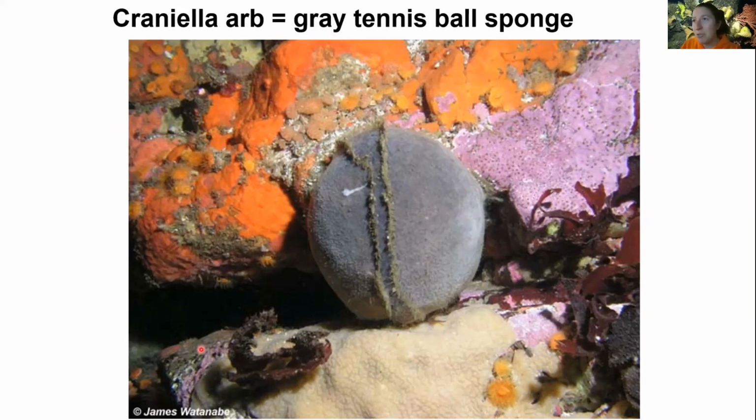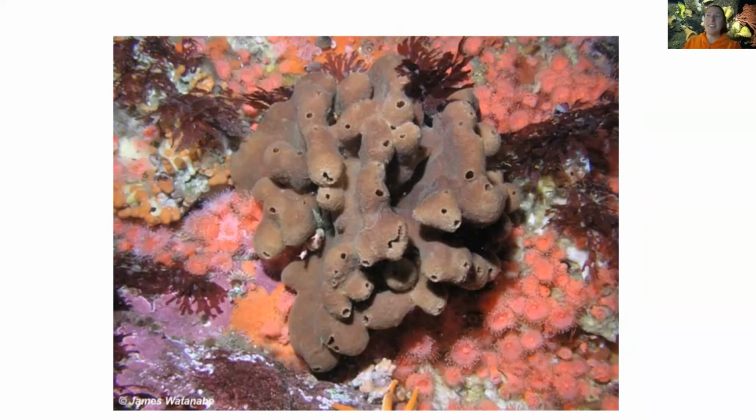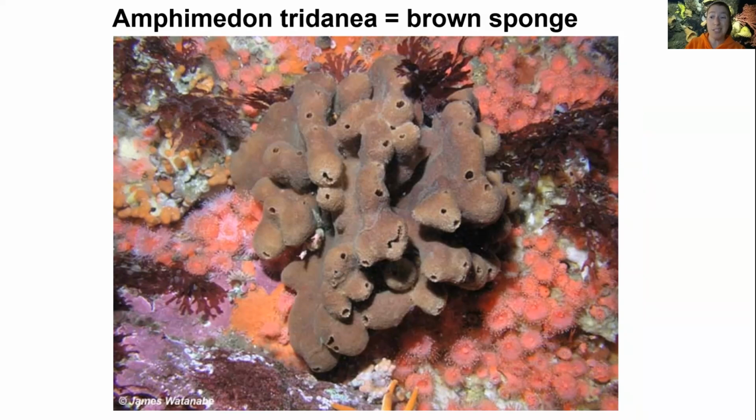We've got some bryozoans back here and then some other species of sponges. So yeah, quite a bit in there. This one is another one that you'll see in the Carmel area. This is the only brown sponge that we really have, and it's pretty thick and fingery.